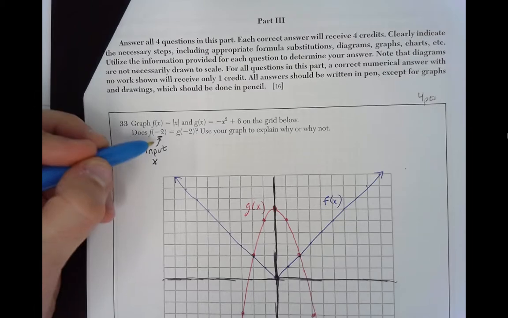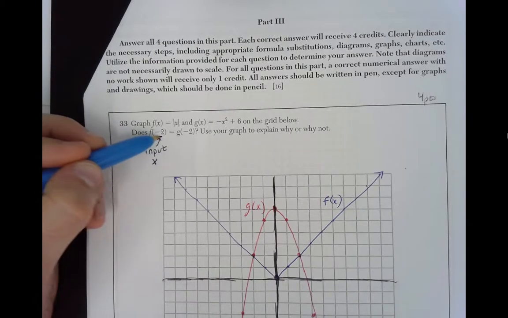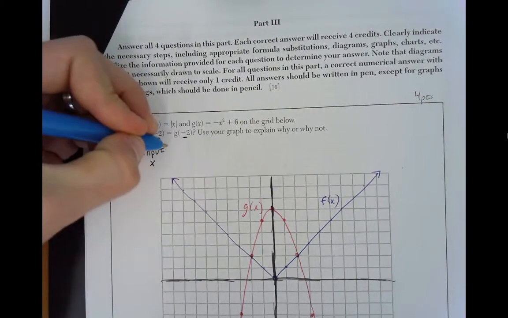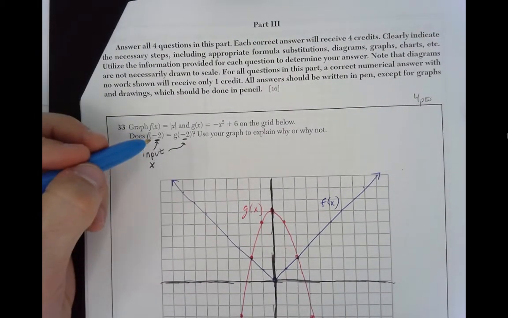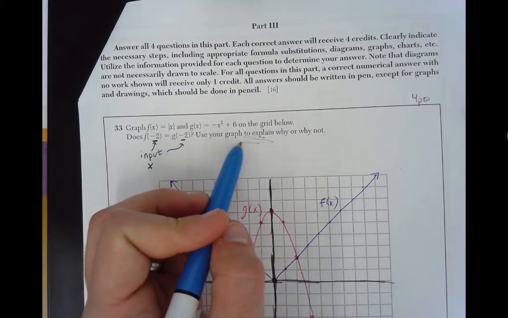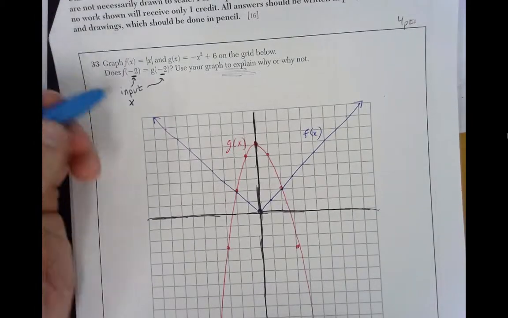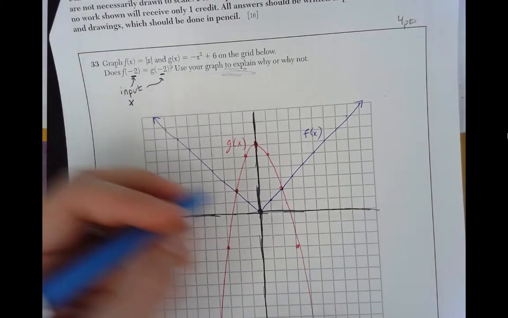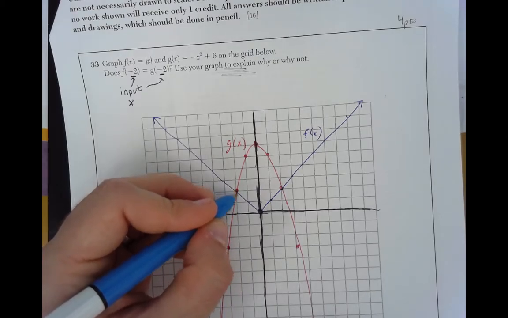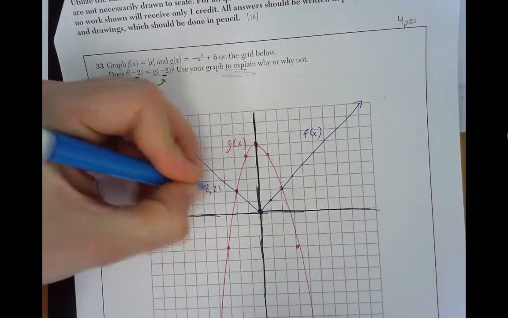When I have an input of negative 2 for f of x, it's asking, is f of negative 2 equal to g when I have an input also at negative 2? Now you can either plug negative 2 in there and show it algebraically. It says to use the graph to explain, so if you do that, it's probably only worth 1 point. Still good points. But if you look at your graph, f of negative 2 means my x is negative 2. On my absolute value function, it's got an output of 2, right? I've got the point in blue, (-2, 2).